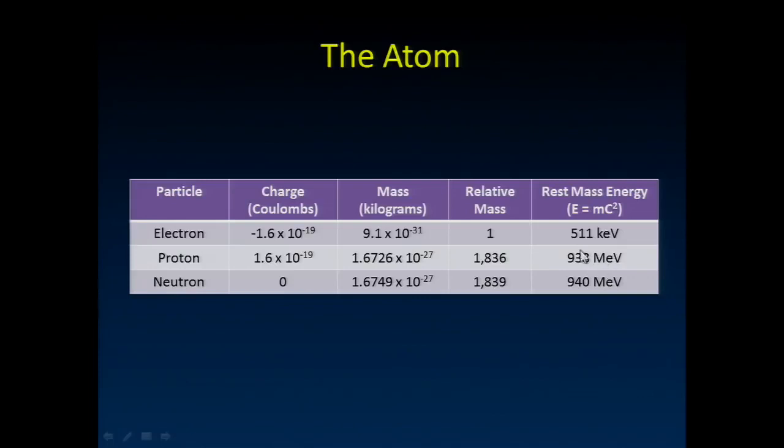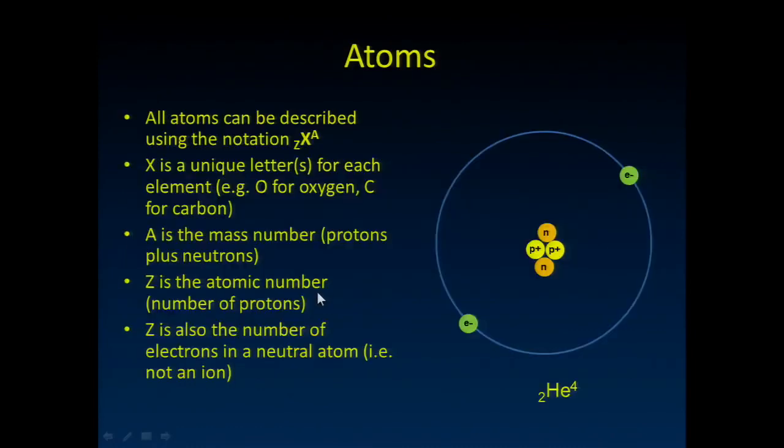And so its rest mass energy is quite a bit larger. We already talked about the fact for an electron that's 511,000 electron volts. And notice here, this is in the mega electron volt range as opposed to the kilo electron volt range. Neutron, very similar mass to that proton, almost identical. But remember, has no charge.